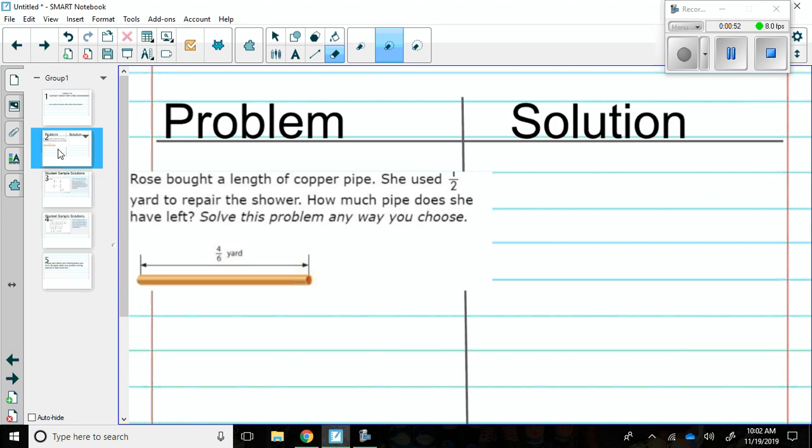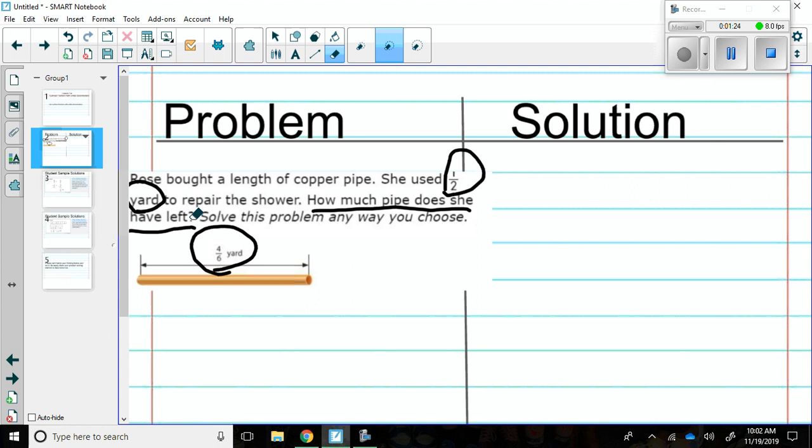The first thing I want to do is circle the numbers. I have half a yard. Remember, those labels are very important when knowing what we're working with. And then, although there's no other number in my problem, by looking at the picture, I know that I'm also working with 4/6 yard is what she had. Next, I want to underline the question. How much pipe does she have left? Next, I want to box the keywords.